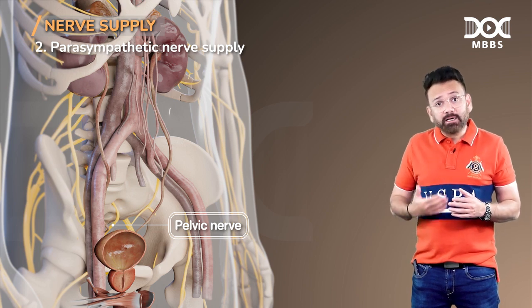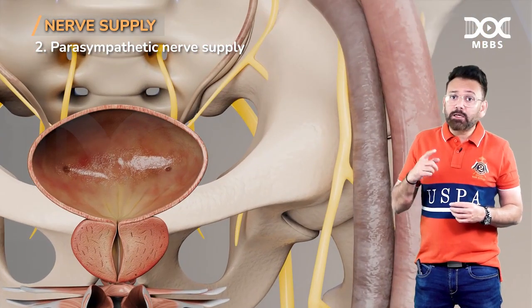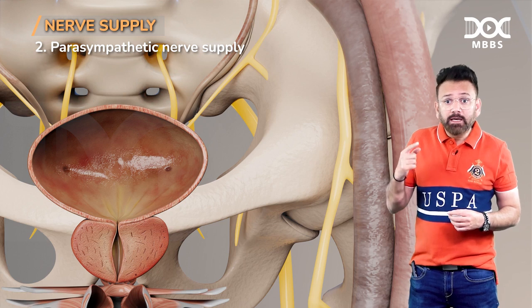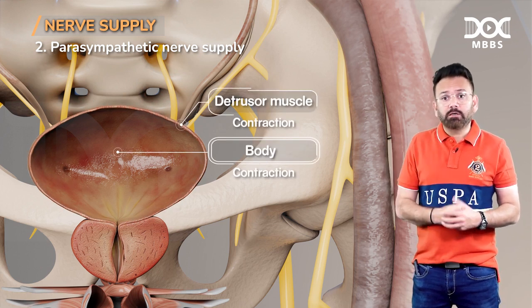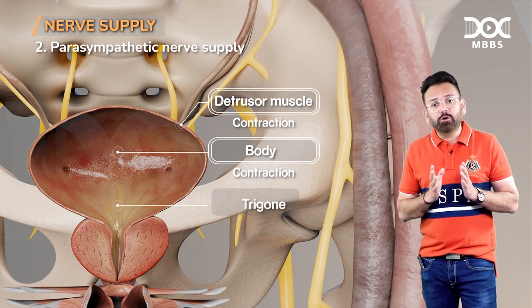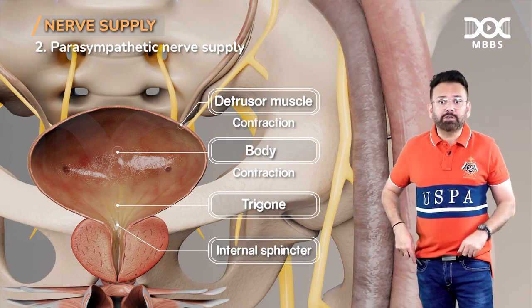So emptying of the bladder will be there. How can it happen? It can take place by contraction. If it is parasympathetically stimulated, it can cause contraction of the body or the detrusor muscle so that urine can pass from the bladder, and it will relax the trigone and internal sphincter. So this is about the parasympathetic stimulation.